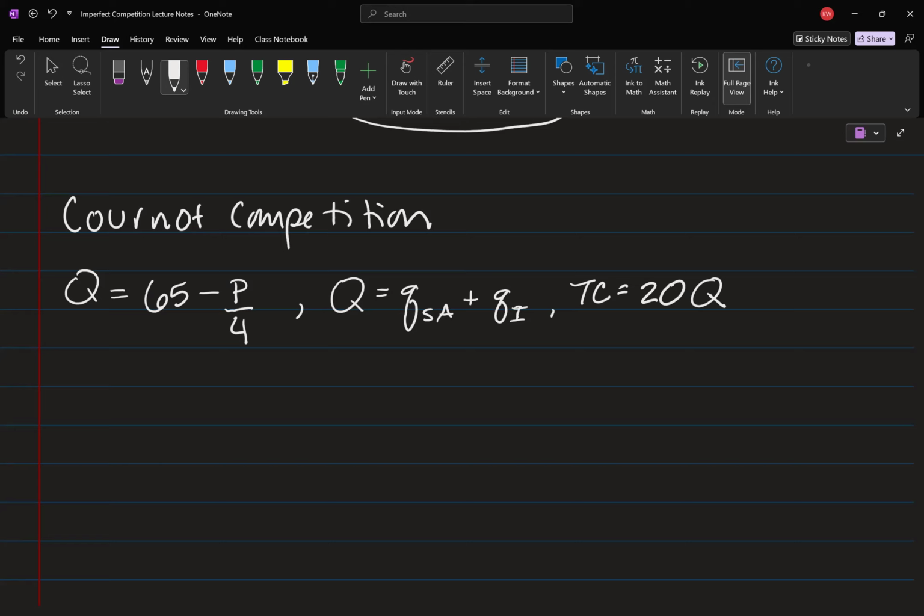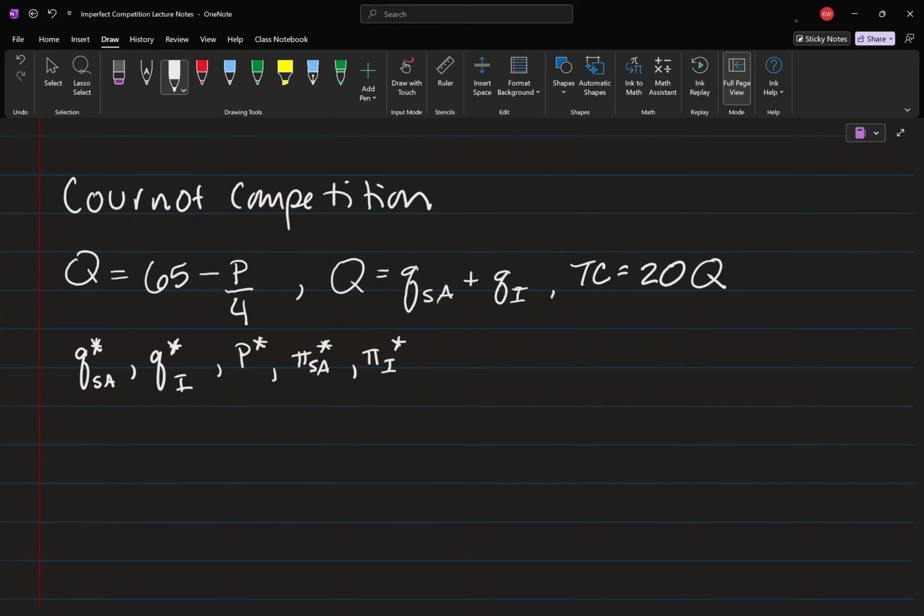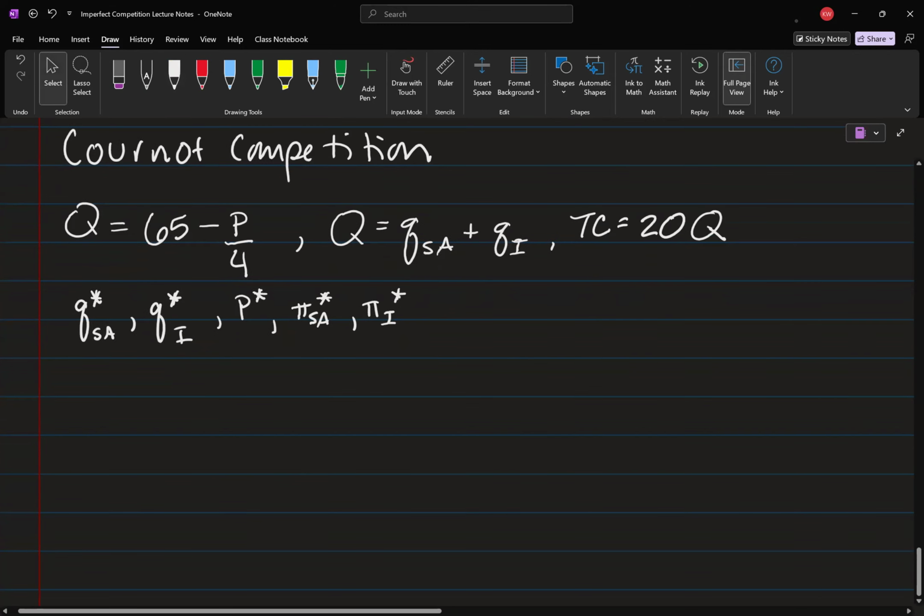What we want to do is find, of course, how much each of our firms produces, right? That's how they compete with each other, on that margin of output. Then we want to find the price that will prevail in the market as a result of each of their production decisions. And then finally, we want to know how much profit each of our firms will make. Okay, so those are the 5 values we want to solve for. And we're going to start by solving for output.